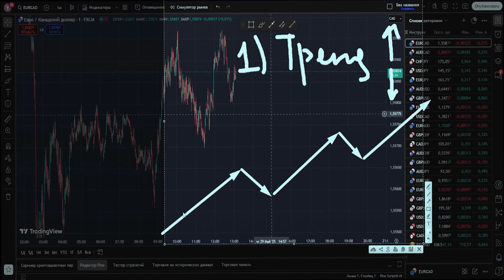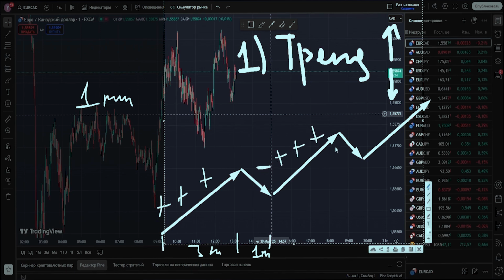Here is our uptrend, and let's imagine that we open a trade for 1 minute. This range here lasts for 3 minutes, then there's a 1 minute correction, and so on. So we open a trade for 1 minute and get 3 wins. Then a correction happens and it closes with a loss. Again, we get 3 wins because we're opening trades in the direction of the trend. During the correction, we take 1 loss, and then again we get 3 wins. And in this way, we end up with 9 wins and only 2 losses.